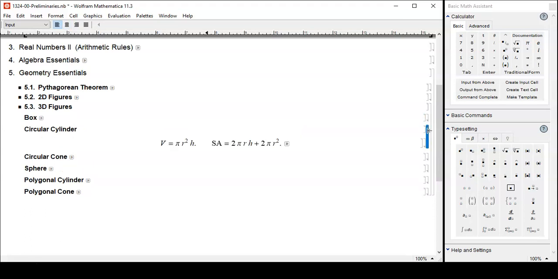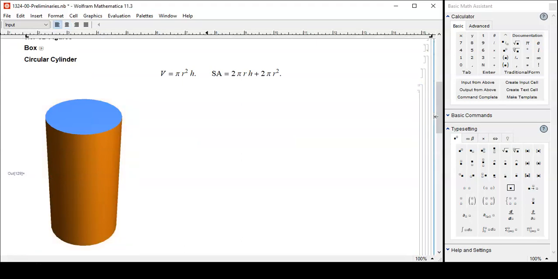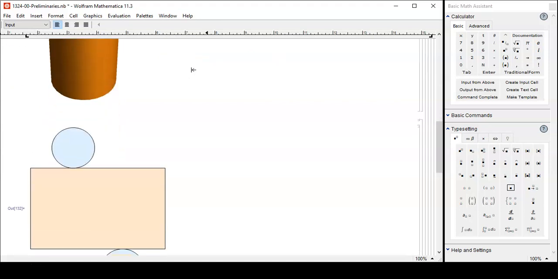Next, circular cylinder. Again, we have a circle and then we have height. So base area times height, so pi r squared times h, that's the volume. Now surface area, how about that?